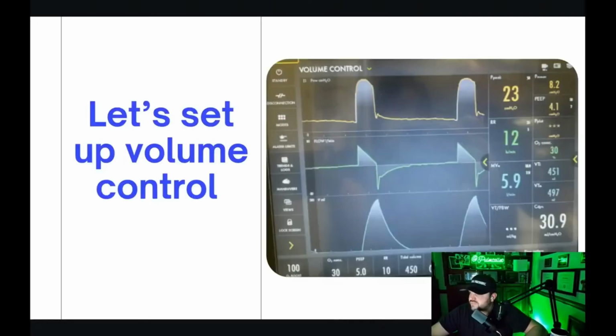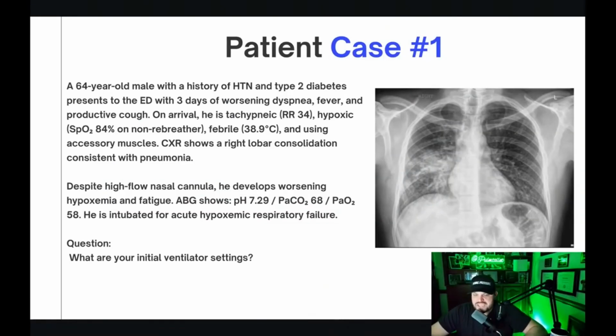So if we were going to set up volume control, imagine this is a case, 64-year-old dude, hypertension, diabetes, et cetera, blah, blah.